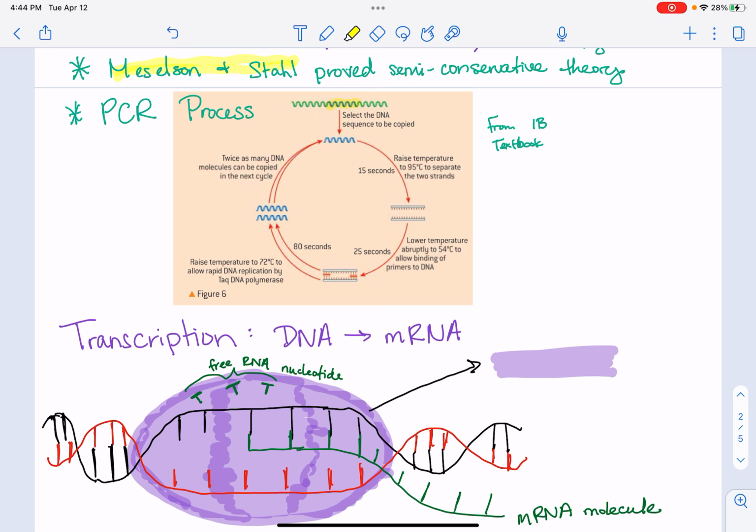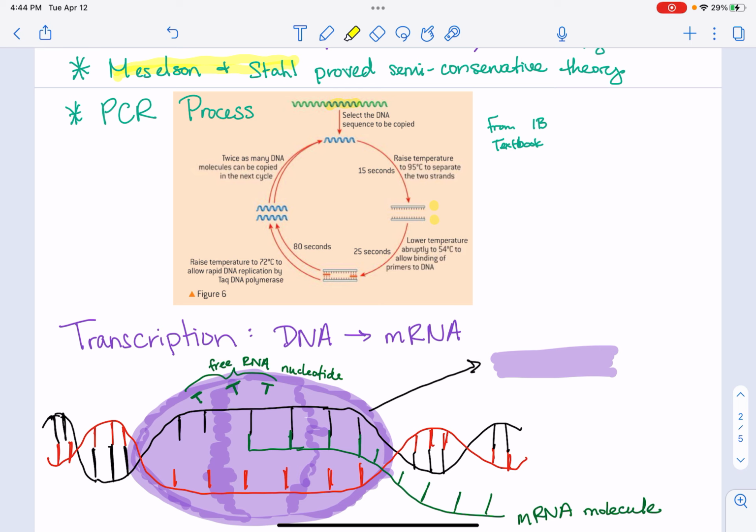What then happens is they raise the temperature to 95 degrees Celsius, and that high temperature will basically break the hydrogen bonds between the bases, and so then you have two strands and they're separated, okay? Then what they do is they lower the temperature back to 54 degrees Celsius. And when you lower the temperature, that basically makes the hydrogen bonds want to form again.